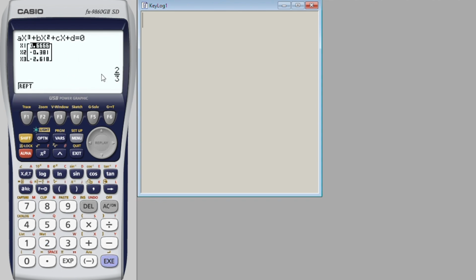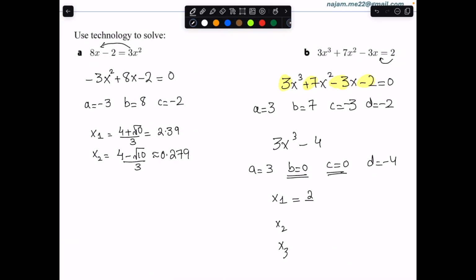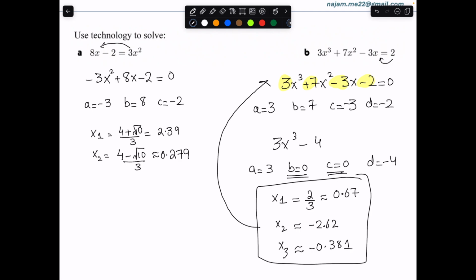Once we solve this, we'll see we get 3 values. One is 2 over 3. The second is in decimals and cannot be written in fraction form, which means it's an irrational number. The third one is also an irrational number. So the first value we got, 2 over 3, is approximately 0.67. The second value we got was -2.62. And the third value we got was approximately -0.381. So these are the solutions, or 3 roots, of this particular polynomial of degree 3.